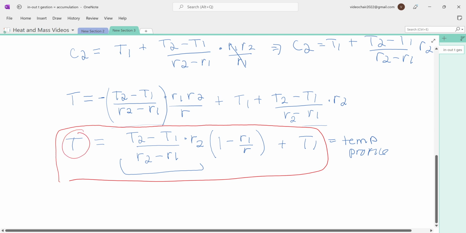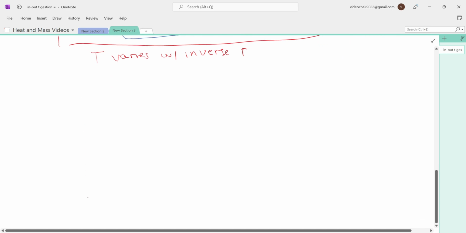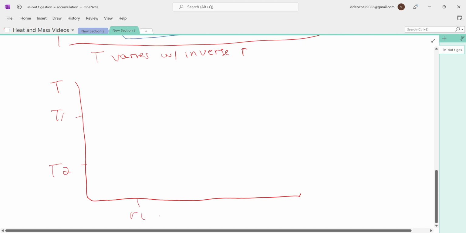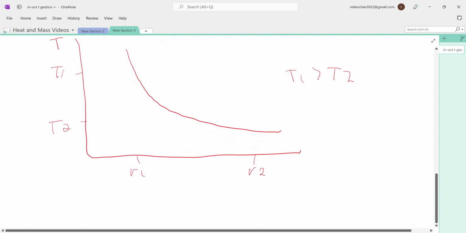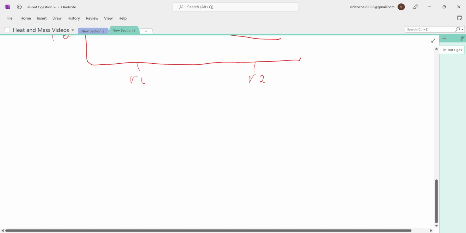We can see that temperature varies with inverse R. So T varies with inverse R. So when we graph that, it's going to look something like this. Sorry, I'm not an artist. But we know that T1 is up here, T2 is down here, R1, R2, T1 is greater than T2. Our graph is going to look something like that. So that's how T varies with R. It's an inverse graph.